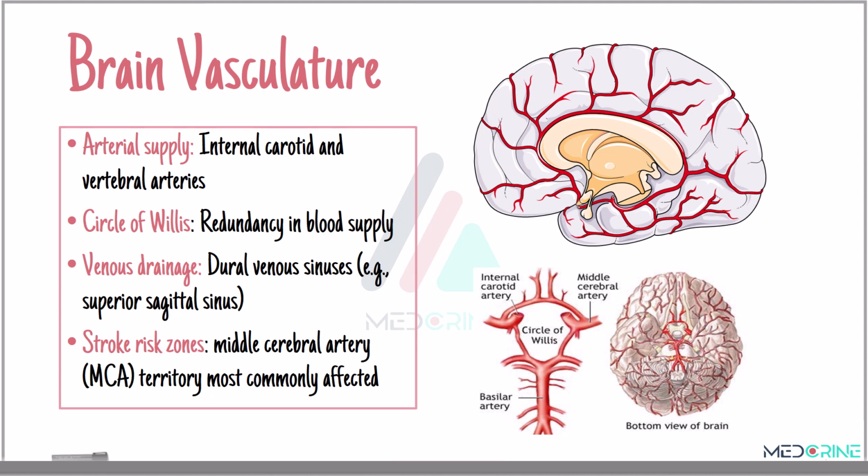Having looked at the brain divisions, let's proceed to look at the brain vasculature, or the blood supply to the brain. The brain tissue requires continuous perfusion, and the arterial blood supply comes from the internal carotids and the vertebral arteries. These form what is known as the Circle of Willis. The Circle of Willis is a circulatory anastomosis which provides redundancy. The venous drainage of the brain occurs via the dural venous sinuses such as the superior sagittal sinus. And clinically, the middle cerebral artery is the most frequently affected territory in ischemic stroke.